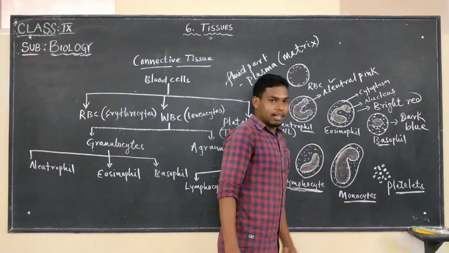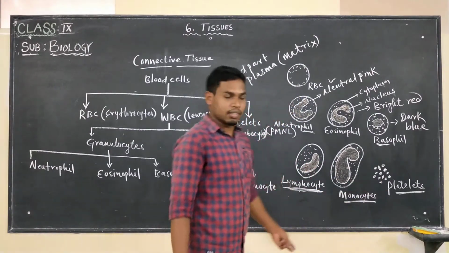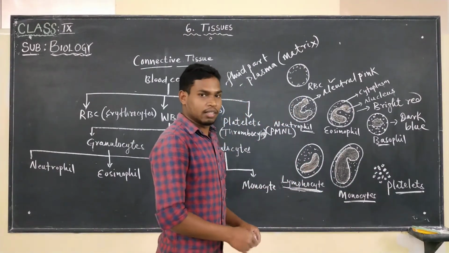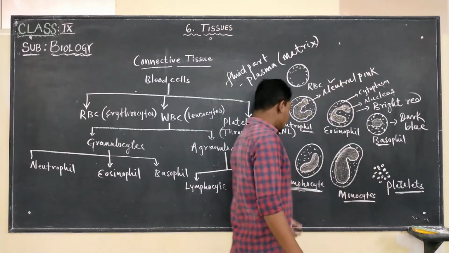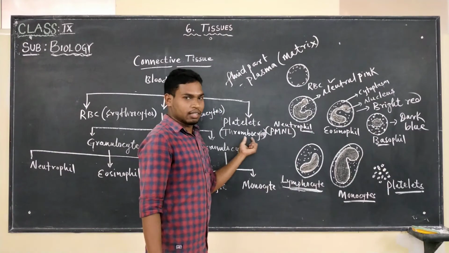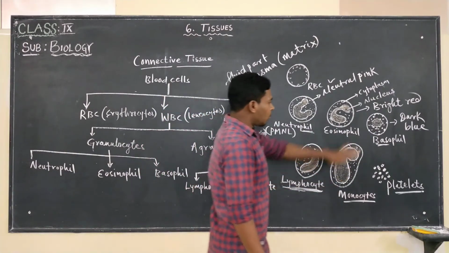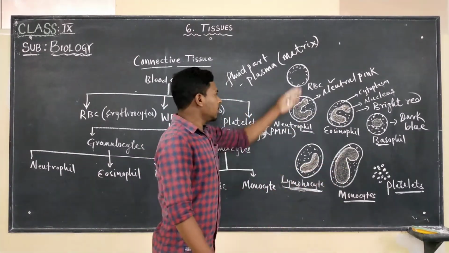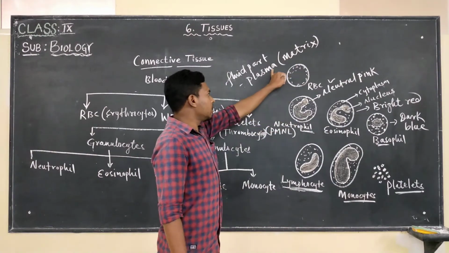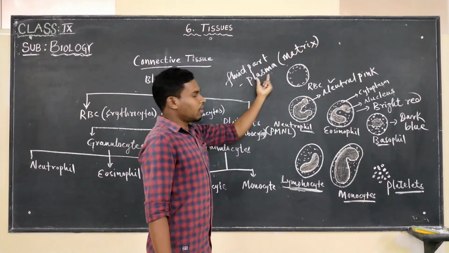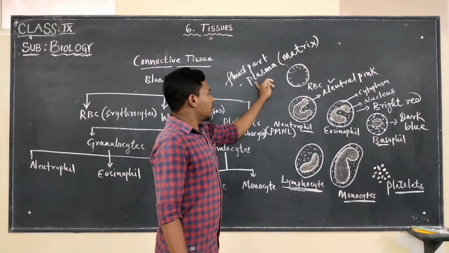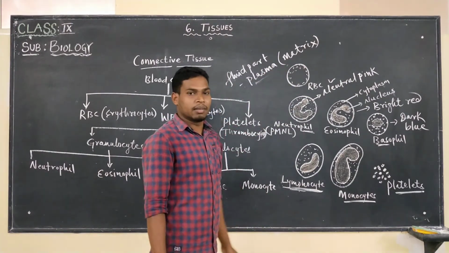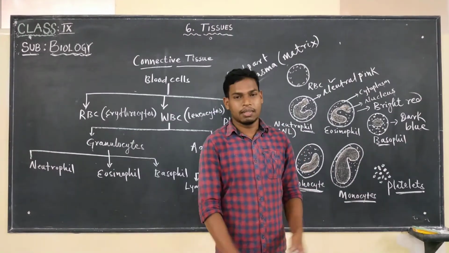These platelets help in blood clotting. Platelets are also known as thrombocytes. All these cells are present in the matrix, otherwise we call it plasma. So all these cells are present in the plasma of the blood.